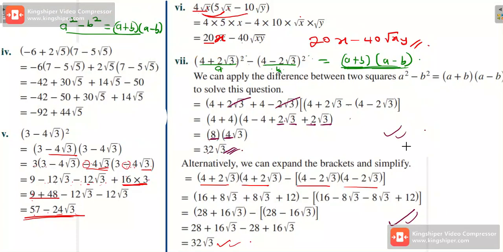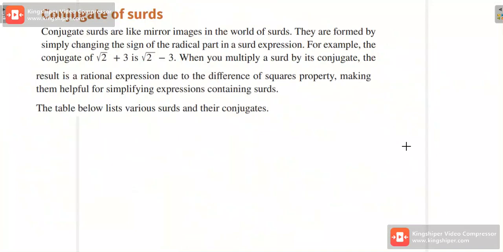Now we are done with multiplication of sets. You can still look out for more examples and practice. Now we are moving on to the next thing, which is called conjugate of sets. Conjugate sets are like mirror images in the world of sets. They are formed by simply changing the sign of the radical part in the set expression.